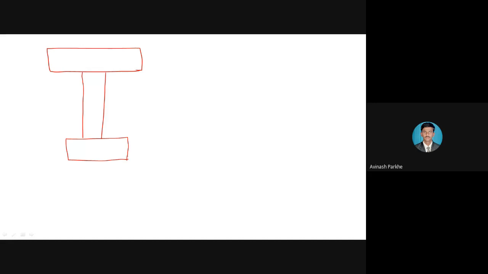This is the unsymmetrical I section. Okay, so this is the unsymmetrical I section, and its dimensions are given for the top flange: 200 mm. The thickness of that particular flange is given as 50 mm. This is called the upper flange.